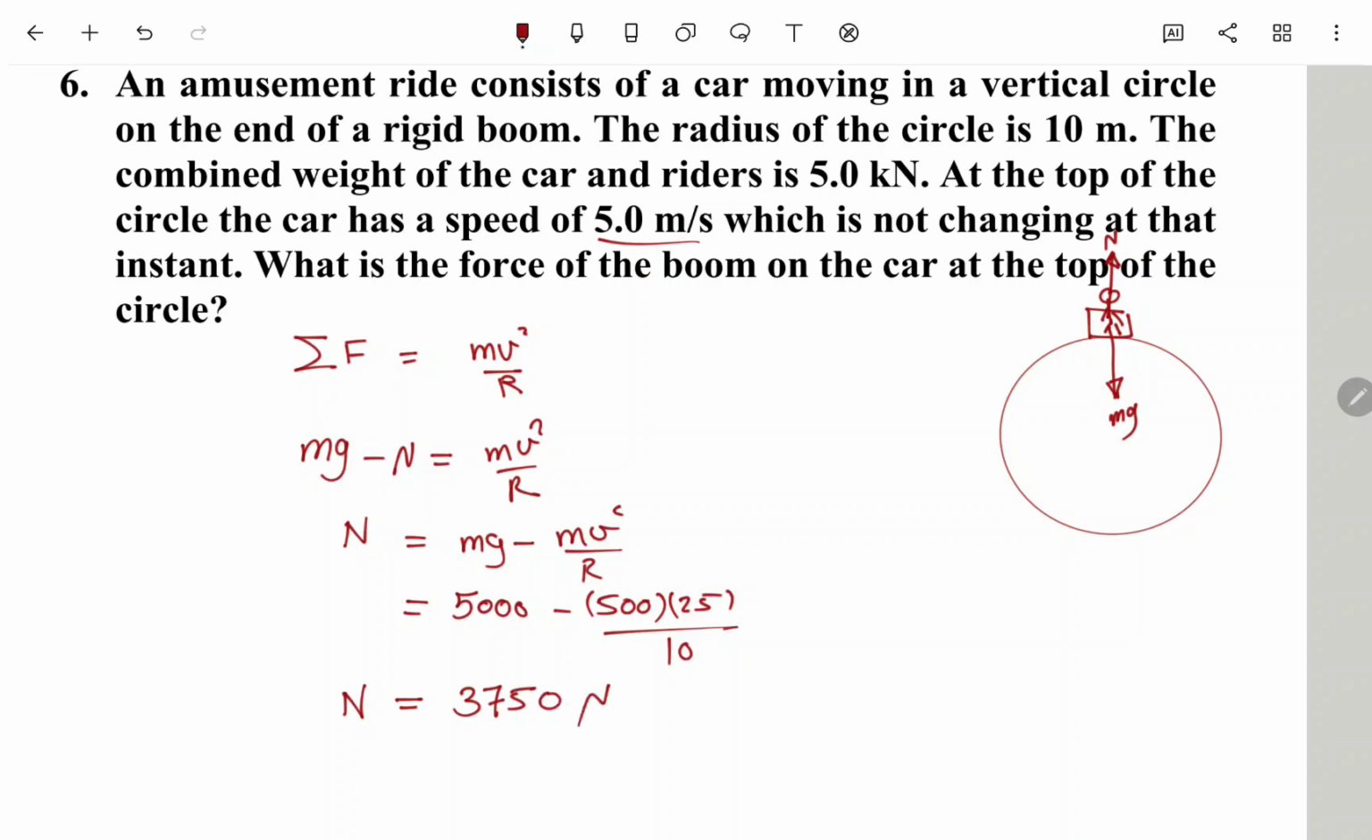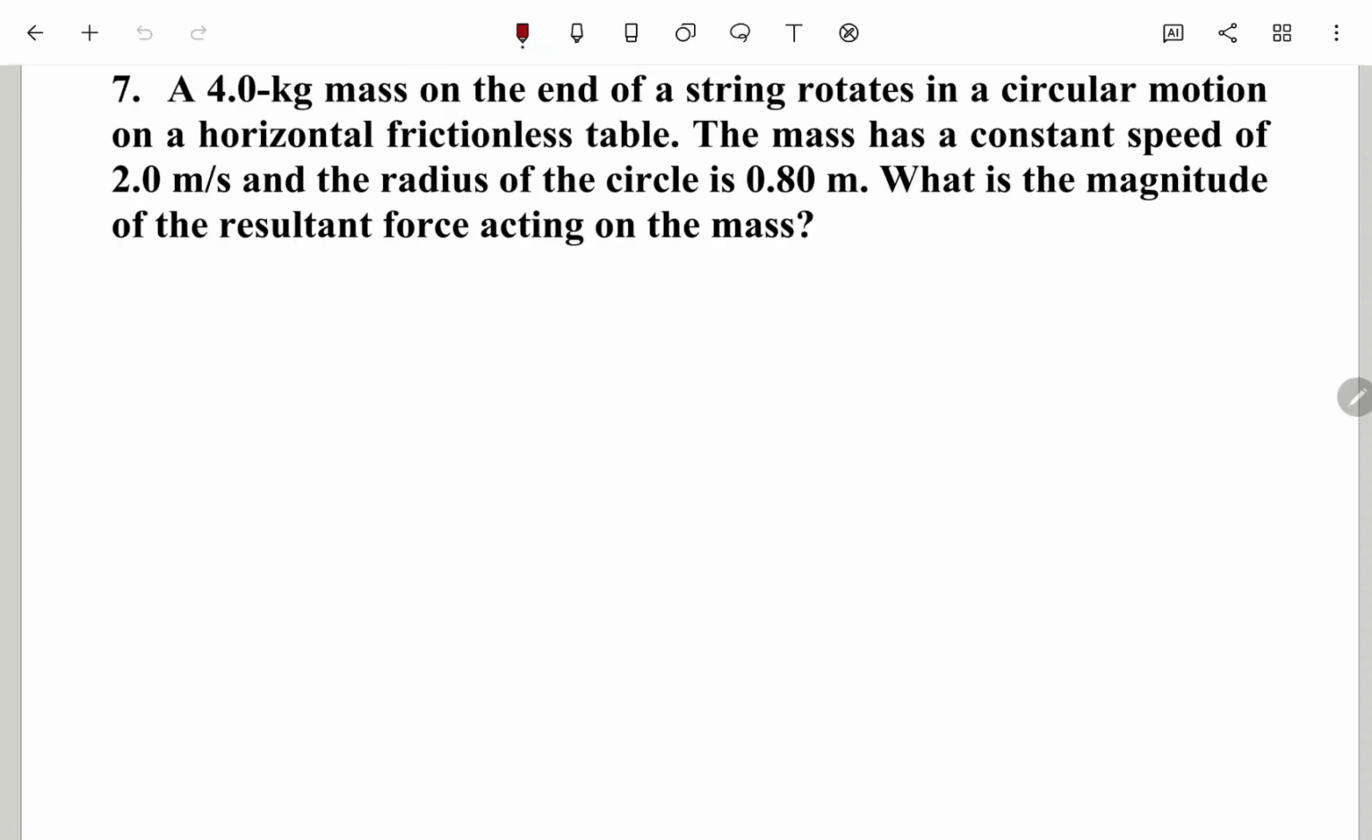3,750 newtons. A 4 kilogram mass on the end of the string rotates in a circular motion on a horizontal frictionless table. The mass has a constant speed of 2 meters per second, and the radius of the circle is 0.8 meters. What is the magnitude of the resultant force acting on the mass?